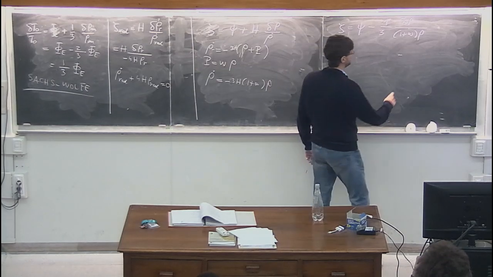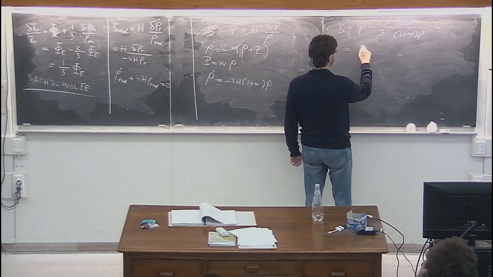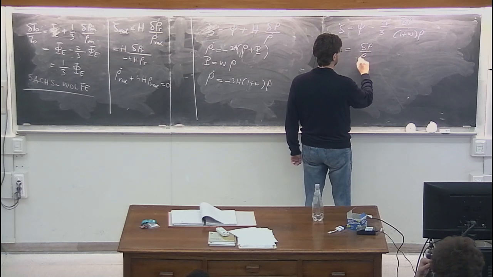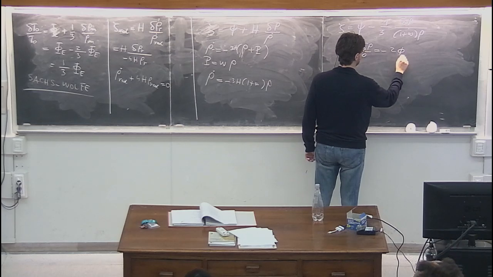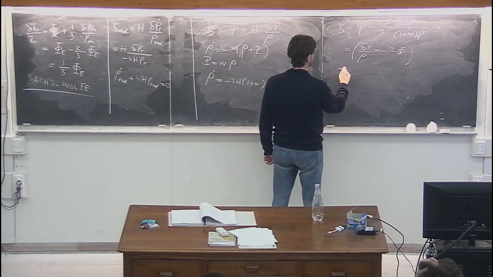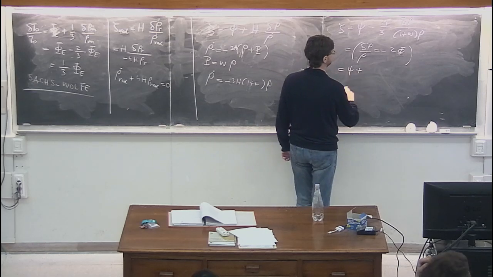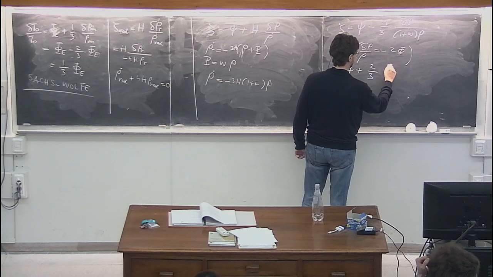And then I now use two pieces of information. The first one is that delta rho over rho, as we just said, is equal to minus 2 phi on super Hubble scales through the Einstein equations. So this is psi plus 2/3 phi divided by 1 plus W.